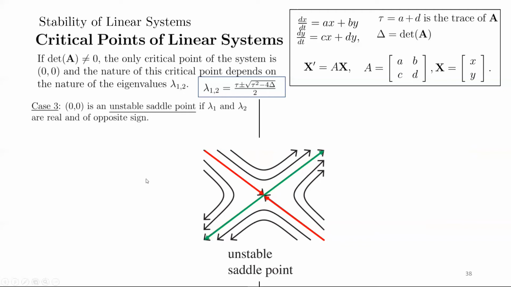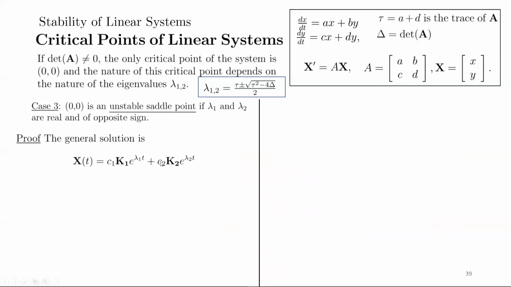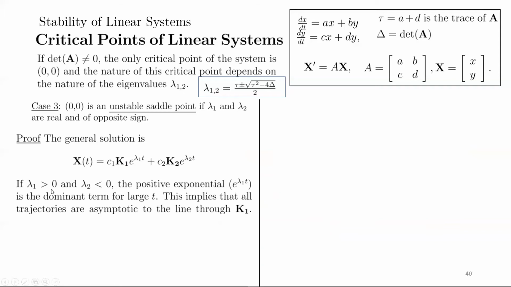So we call this an unstable saddle point. If we have two real eigenvalues but of opposite signs, so they're obviously distinct, they're not equal to one another, the general solution is given like so, where lambda 1 is of opposite sign to lambda 2. If lambda 1 is greater than 0 and lambda 2 is less than 0, then the positive exponential e to the lambda 1 t is the dominant term for large t, because the other term goes to 0. The exponential of something negative times t goes to 0 as t goes to infinity.